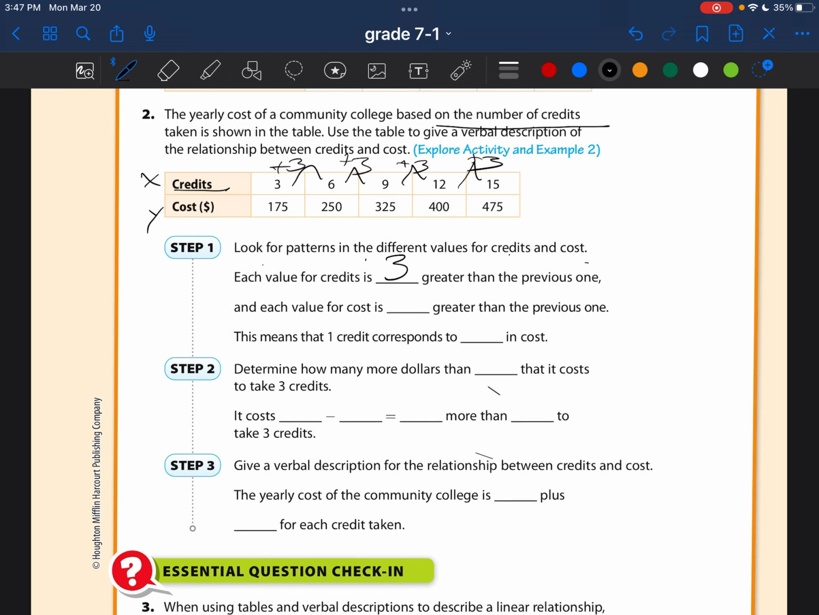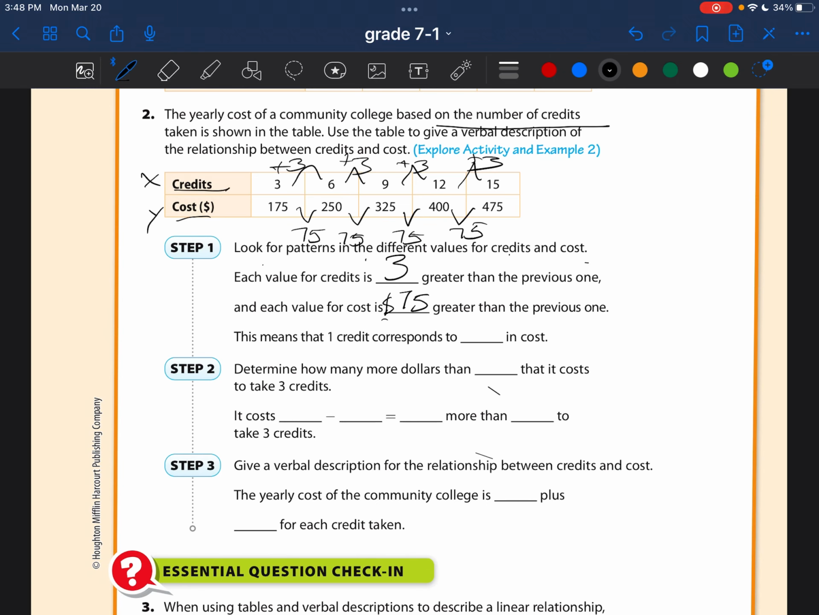Now I want you to go ahead and do this bottom one here. I'm going to give you about 10 seconds. Okay, you should have found that it is going up by 75. So you'd put a 75, and I've notated that it's cost with my money sign there.